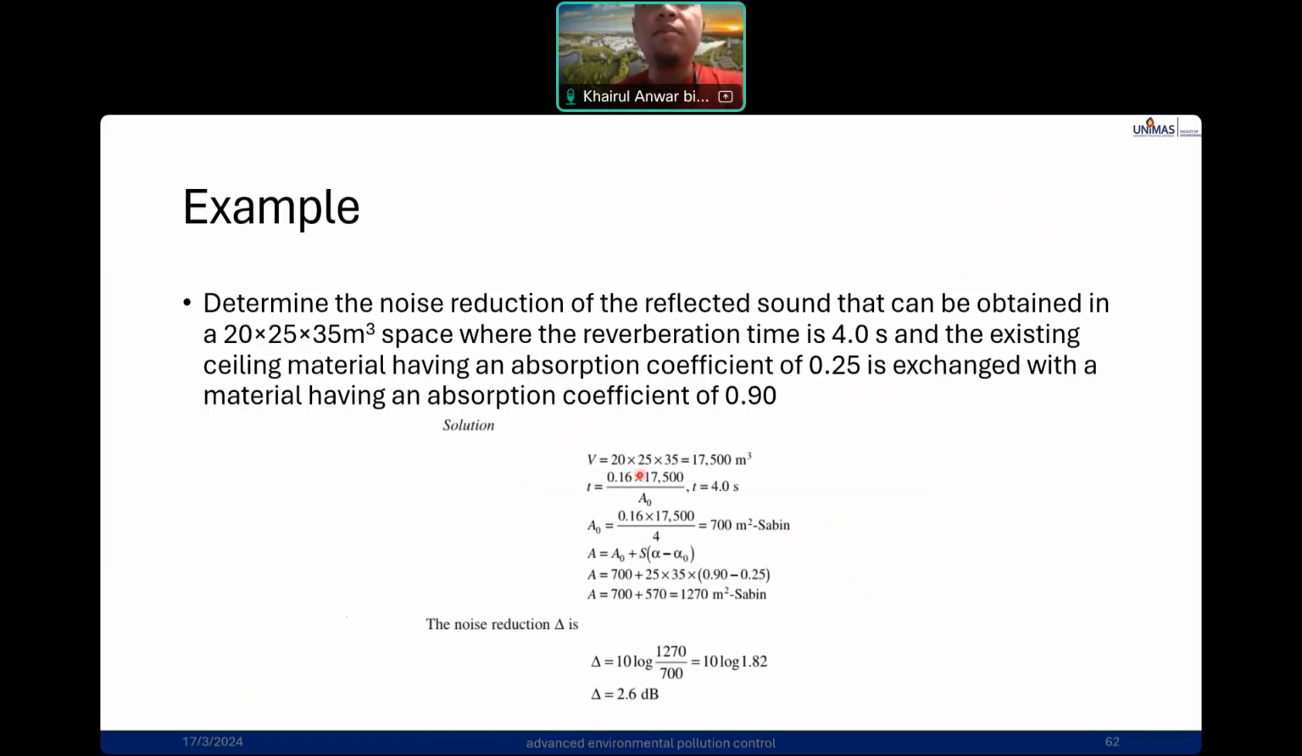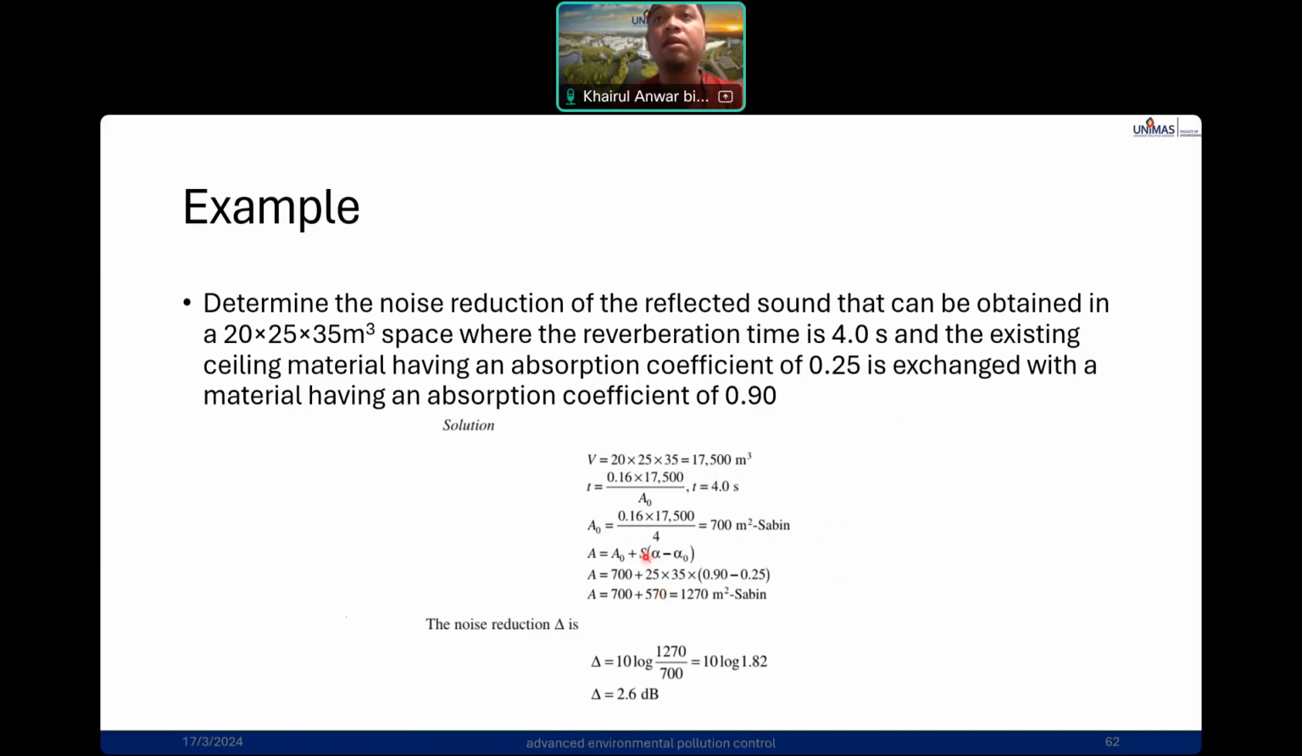So in this case, we determine the volume first, 17,500 meter cube. We calculate the T. From this equation, you get the A naught. So A naught is 700 meters squared. Sabin A equal to A naught plus S alpha minus alpha.